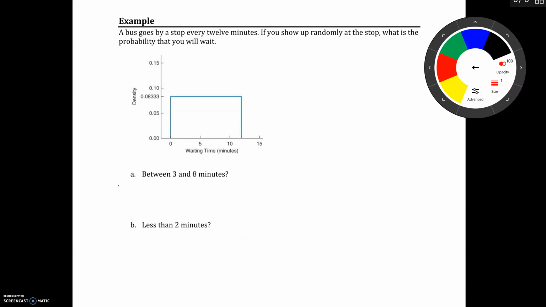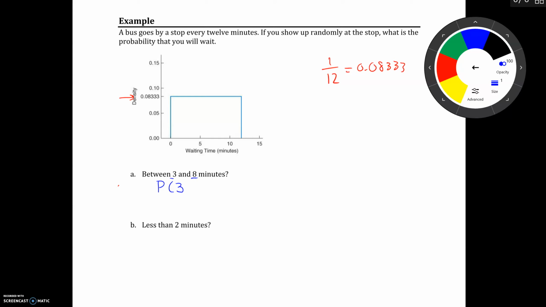Okay. So what we have here is an example of a continuous distribution. We have a bus goes by a stop every 12 minutes. So depending on when you show up, there's an equal probability of how long you'll have to wait. Okay, because it's 12 minutes and the total height of the curve is at 1 divided by 12, which is 0.08333.